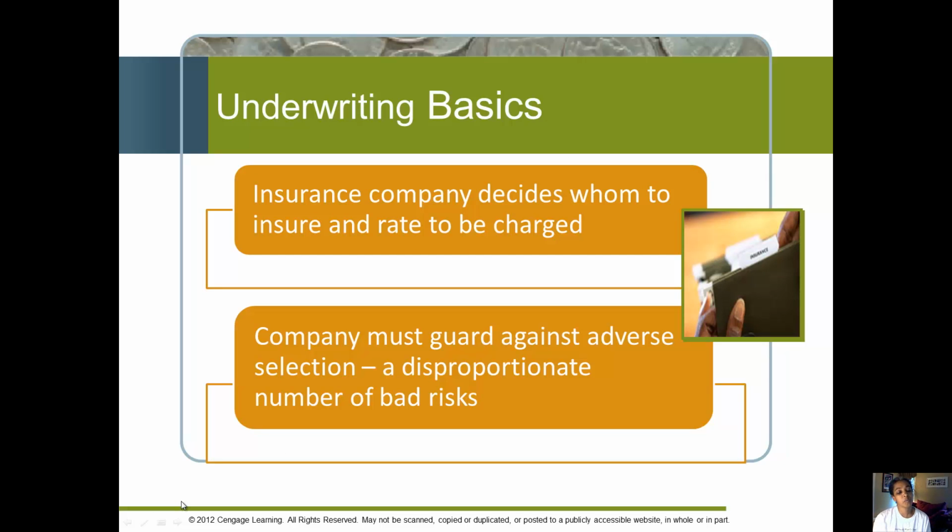So with insurance, there's this process called underwriting, where the insurance company decides whom they're going to insure and at what rate. And so the greater the risk, the higher the rate. So the company has to guard against adverse selection, meaning taking in a bunch of people who are really risky.